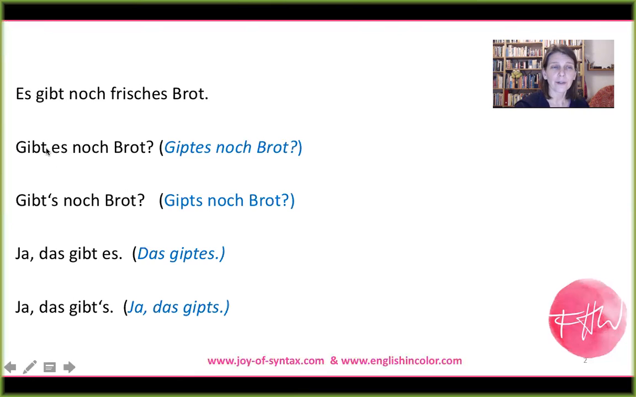And you can do all kinds of things. You can really slur it into each other. Gibt es noch Brot? And the blue bit is not IPA and it's not regular orthography. It's an in-between thing where I focus on how we pronounce this. Gibt es noch Brot? And there we often use contractions and we say, gibt's noch Brot? And I can answer, ja, das gibt es. But nobody I know says that. You can slur it into each other a little bit. Das gibt es? Gibt es? Ja, das gibt es.